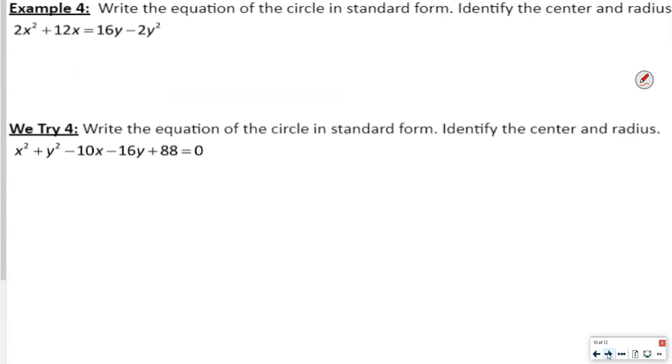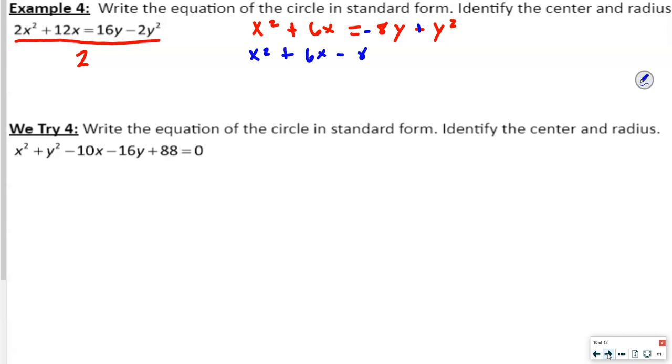Now, what we have to do this time is notice that there's a 2 in front of the x squared, so that means we got to divide everything by 2 first, okay? So that's what we're going to do first, and that's going to give us x squared plus, not 12x, divide 12 by 2, that's 6x, right? Okay, 6x equals 8y minus y squared. Now, we're going to move everything to the left, and that will leave us a 0 on the right. So we're going to subtract the 8y, and we're going to add the y squared. So this is going to give us x squared plus 6x minus 8y plus y squared is equal to 0.